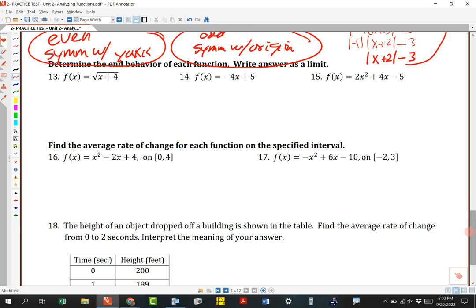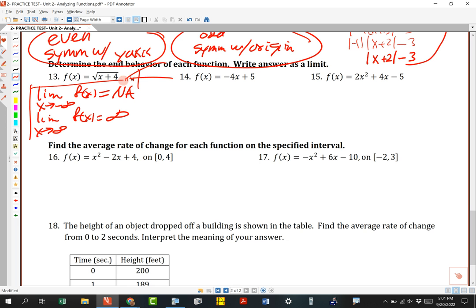So it says determine the end behavior of each function. Let's stop and think about this. This has been moved left 4, top half. That means on the left end, so the limit as x goes to negative infinity of f of x, there is no left end behavior. So I'm just going to write NA on that one. And then the limit as x goes to positive infinity. So this is the right end behavior. It just continues going up and up and up as we go to the right. So that's going to be positive infinity. Okay, so those are those two behaviors.